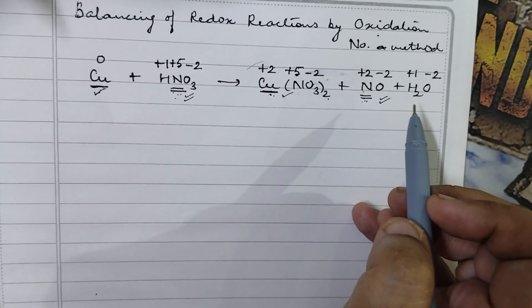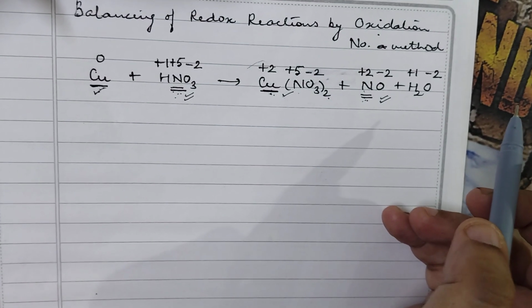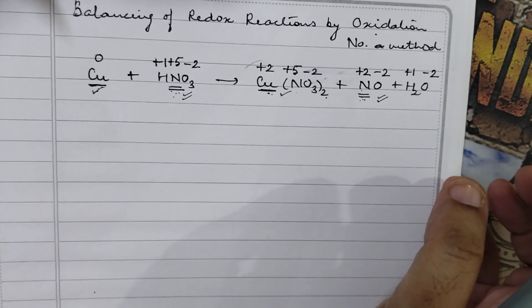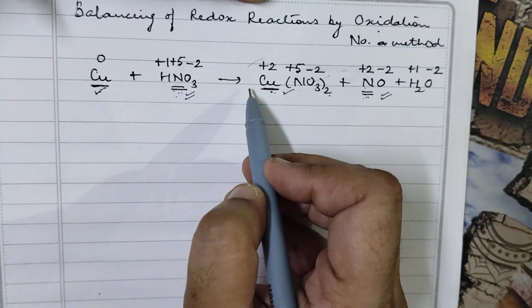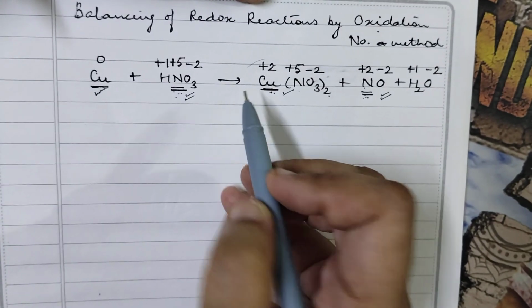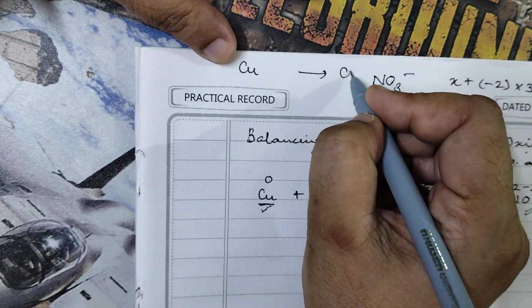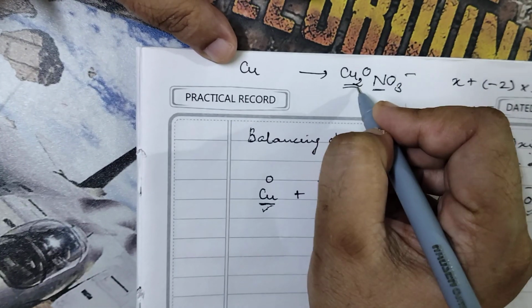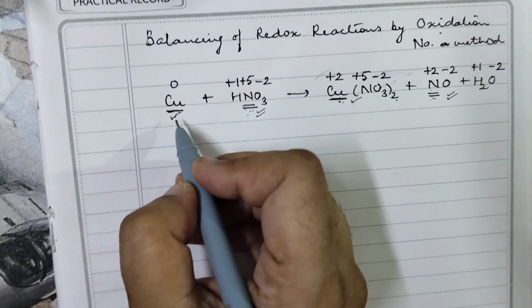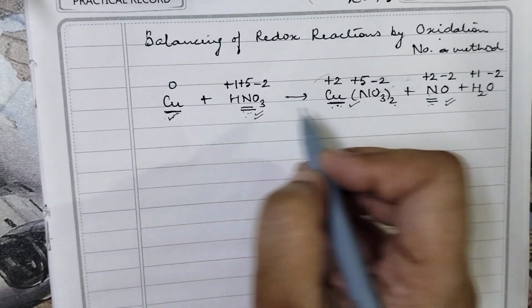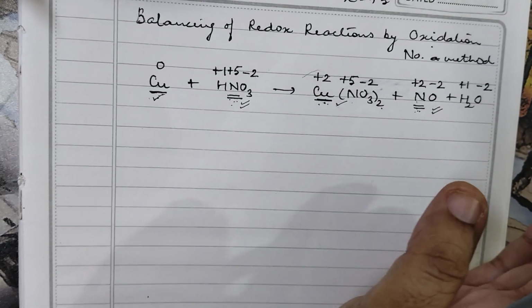Now after this, you will see that the elements which are undergoing change in oxidation number, are they balanced? That is, here we have one copper and here we have one copper. So number of copper is balanced. By chance, if there is one copper and on the right hand side there are 2 copper, then you would have multiplied it by 2. But here both sides we have one number, therefore copper is balanced.